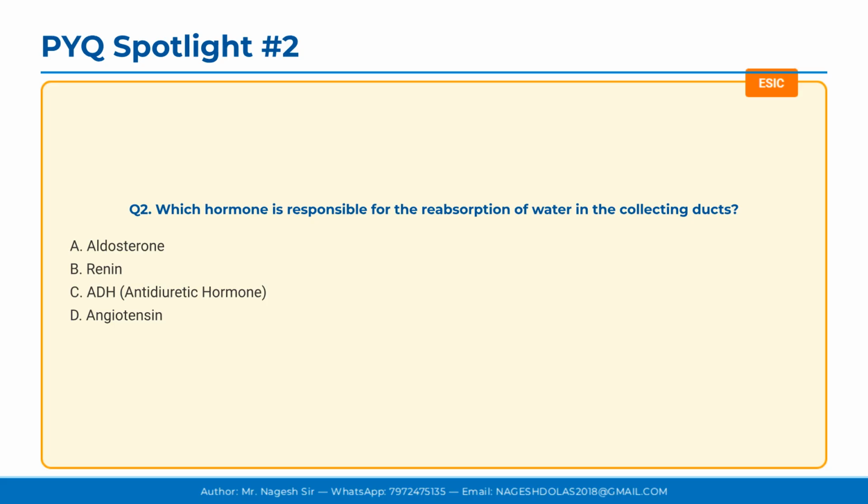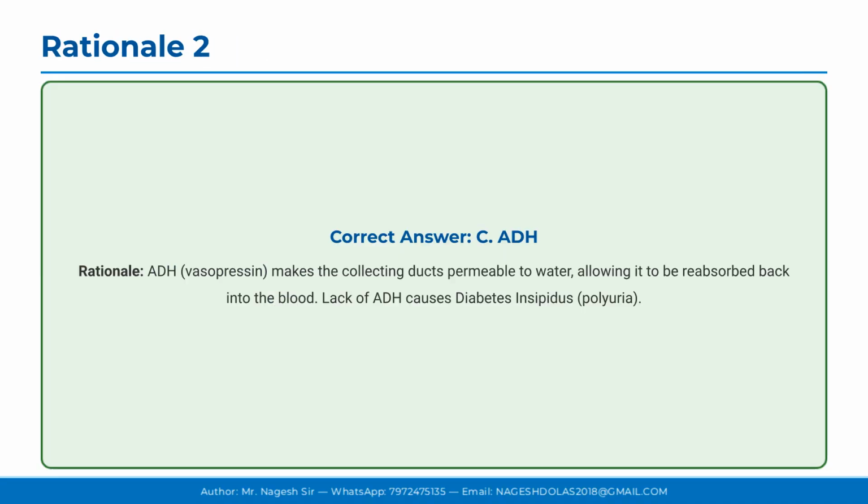PYQ Spotlight number 2. Which hormone is responsible for the reabsorption of water in the collecting ducts? A, Aldosterone, B, Renin, C, ADH, or D, Angiotensin? The correct answer is C, ADH. ADH, or vasopressin, increases the collecting duct's permeability to water. A lack of ADH leads to diabetes insipidus.